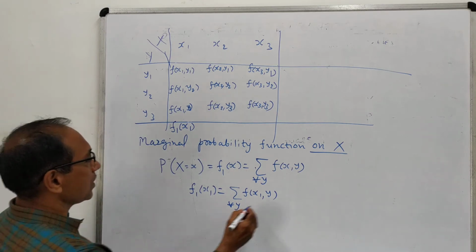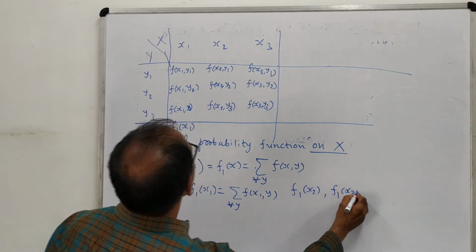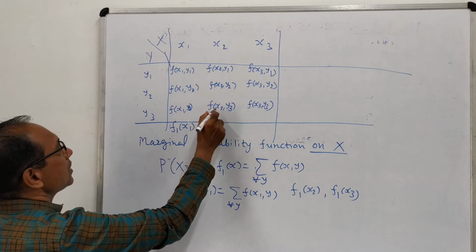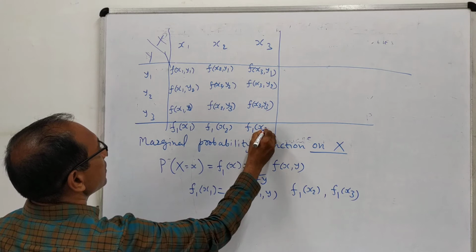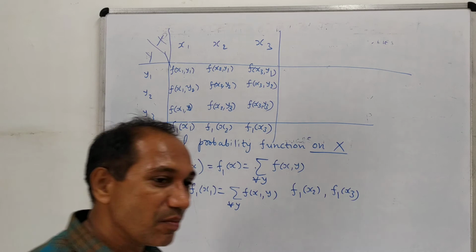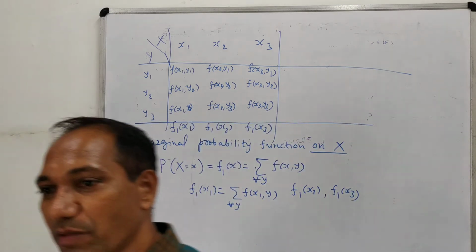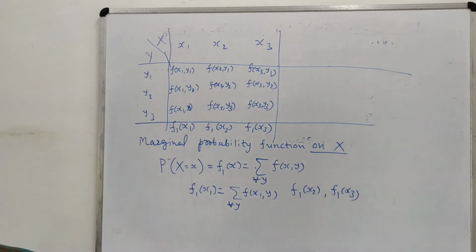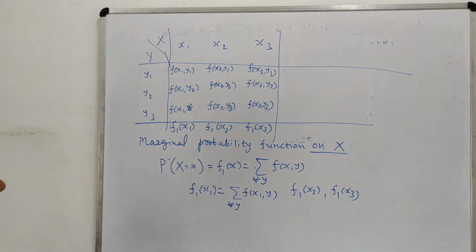Similarly, we can find f1(x2) and f1(x3). f1(x2) will be the summation of these three numbers as per our table, and f1(x3) is this one. Marginal probabilities are very easy to obtain, because we keep the given value of x fixed and then run sigma over y. This is a combination of the different probabilities required in the question.